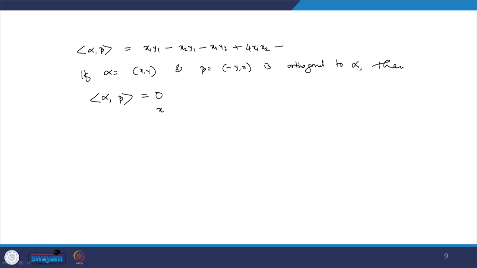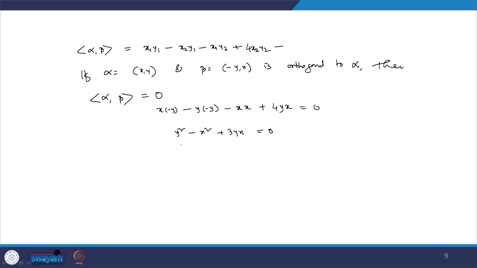This is equal to 0, which means x into minus y, minus x2 y1, that is y into minus y, then minus x1 y2, that is x into x, and plus 4 x2 y2, that is x into x. So, this means I am getting y square minus x square plus 3 y x equal to 0. From this I will have a relation between y and x for which alpha will be orthogonal to beta, or beta will be orthogonal to alpha.